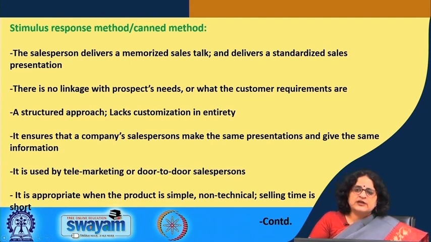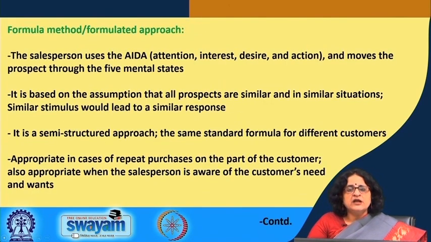And again, it is something which will ensure that the salesperson makes the same presentation and gives the same information to everybody. Second is a formula method or a formulated approach where the salesperson uses the AIDA or the attention, interest, desire and action model and moves the prospect through the five mental states. It is based on the assumption that all prospects are similar and in similar situations, and the similar stimulus would lead to a similar response. It is a semi-structured approach. The same standard formula for different customers is used.